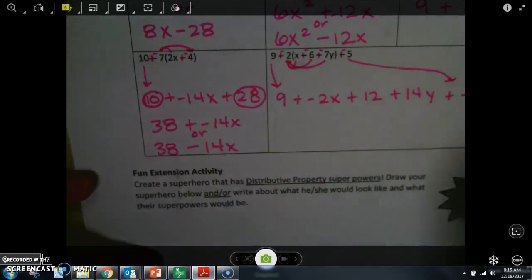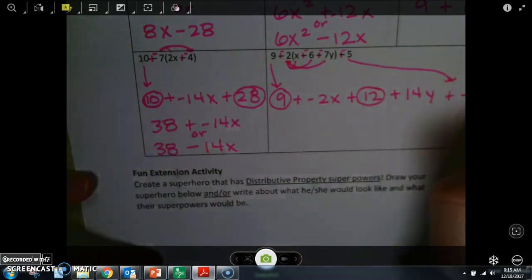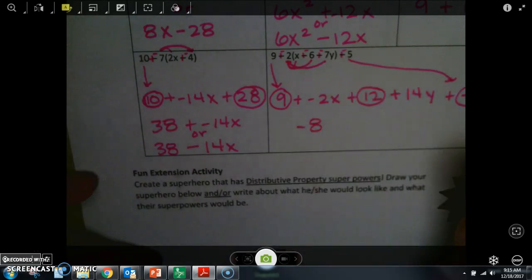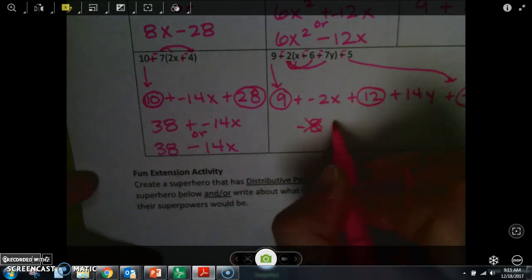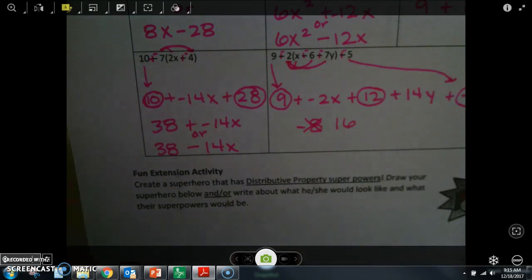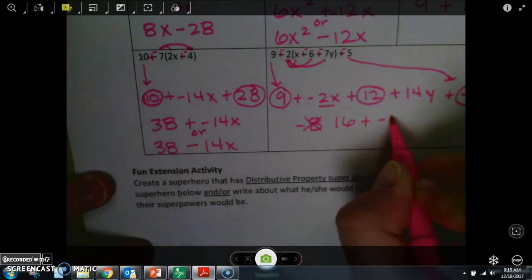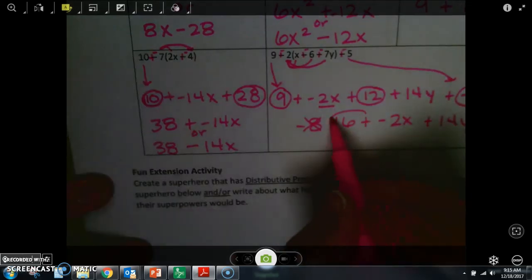All right, now I have to look for like terms. So 9 has no variable, 12 has no variable, and negative 5 has no variable. So altogether, that is 16. Negative 2x does not have a like term, so plus negative 2x. And 14y does not have a like term, so that would be your final answer.